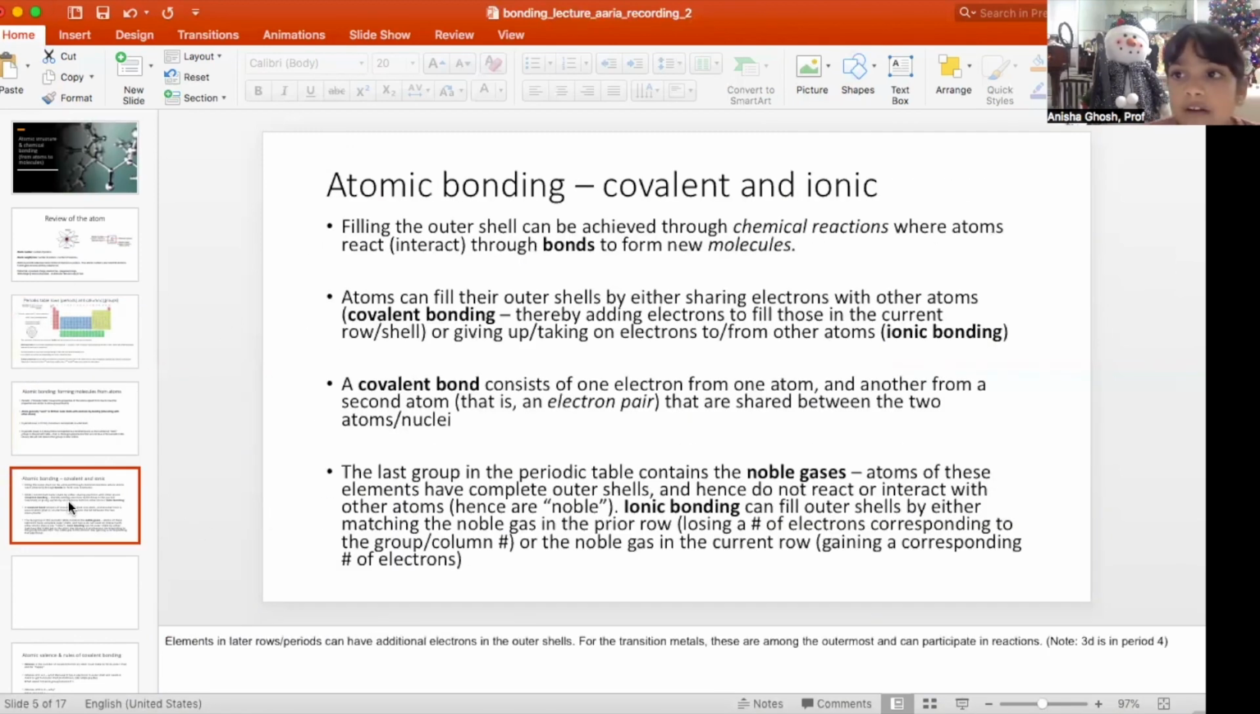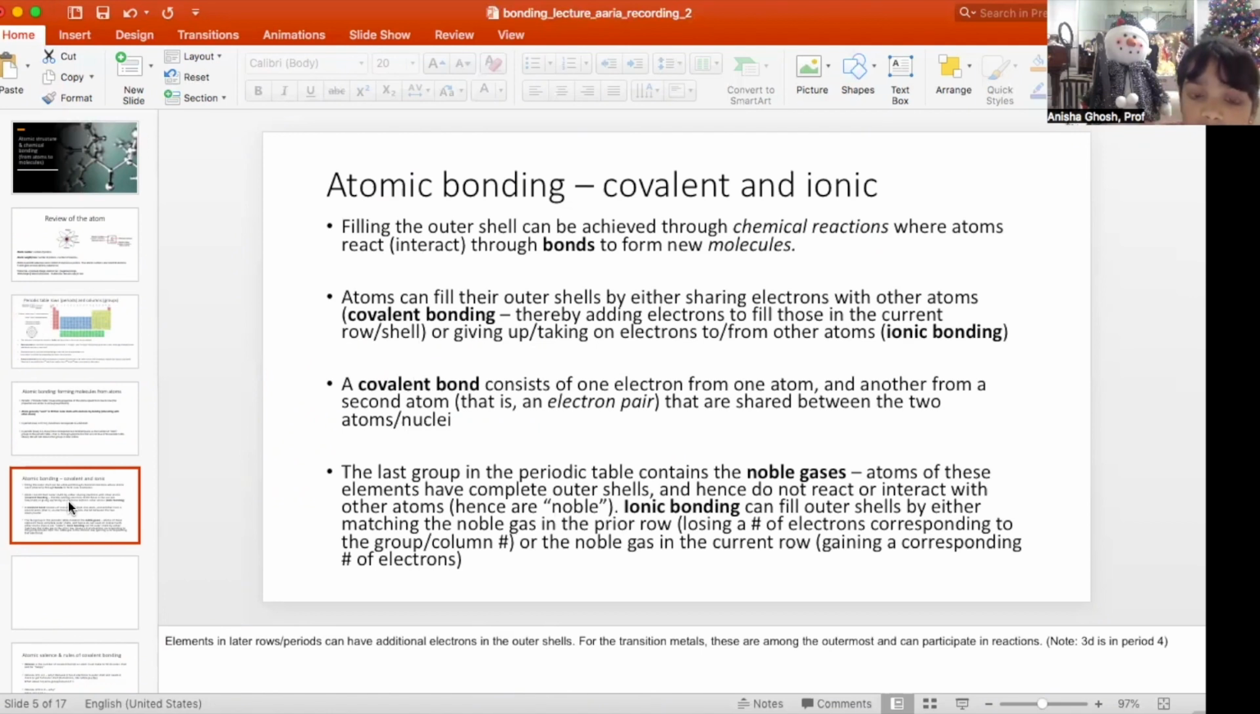So, atomic bonding: covalent and ionic. Filling the outer shell can be achieved through chemical reactions where atoms interact through bonds to form new molecules. Atoms can fill their outer shells by either sharing electrons with other atoms, or giving up or taking electrons from other atoms. A covalent bond is basically when 2 atoms share a specific amount of electrons with each other. They can share 1 electron, 2, or 3, which we'll see later.